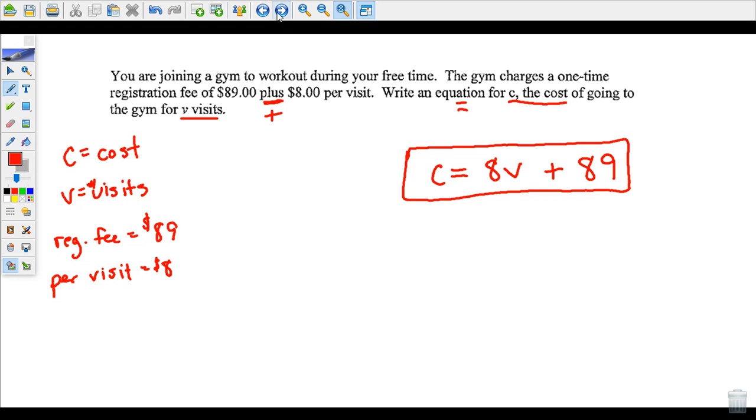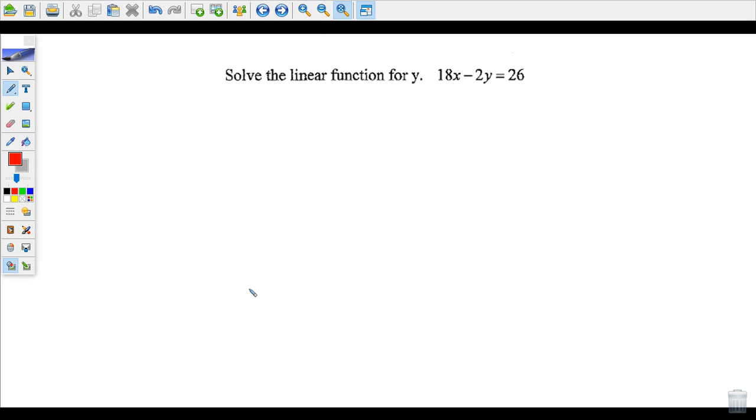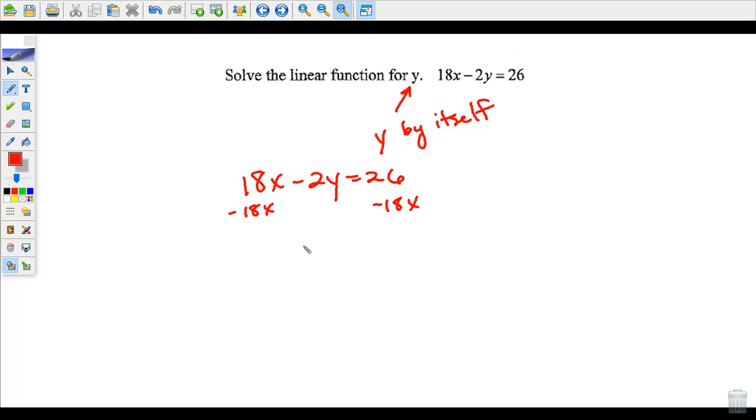Use the appropriate variables. Solve the linear function for y. What this really means is we're just getting y by itself. That's all that means. We want y isolated all by itself. So 18x minus 2y equals 26. We want to move everything over and get y by itself. So we want to subtract 18x from both sides. That leaves negative 2y equals negative 18x plus 26.